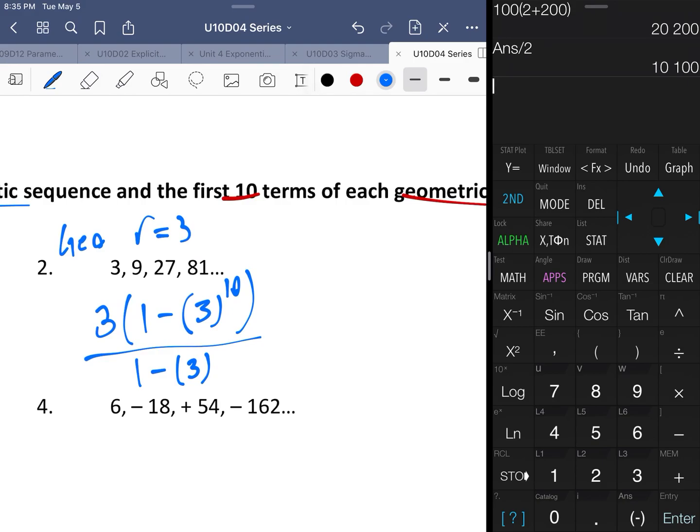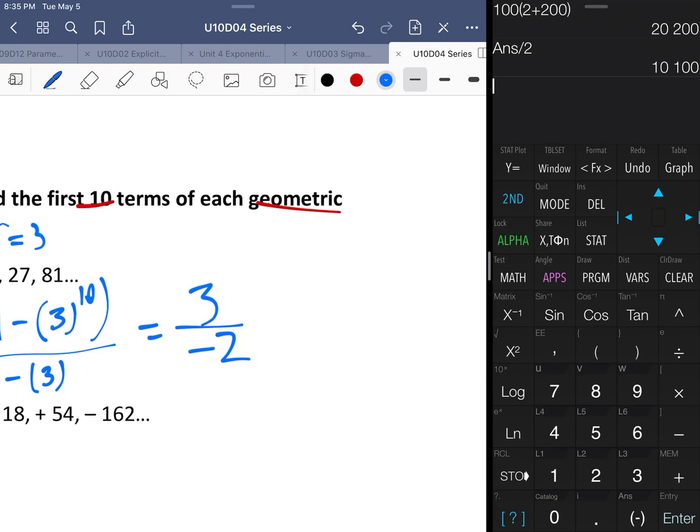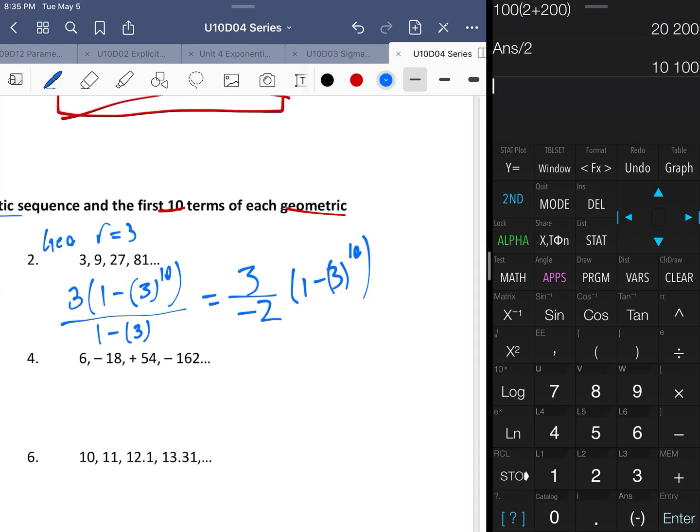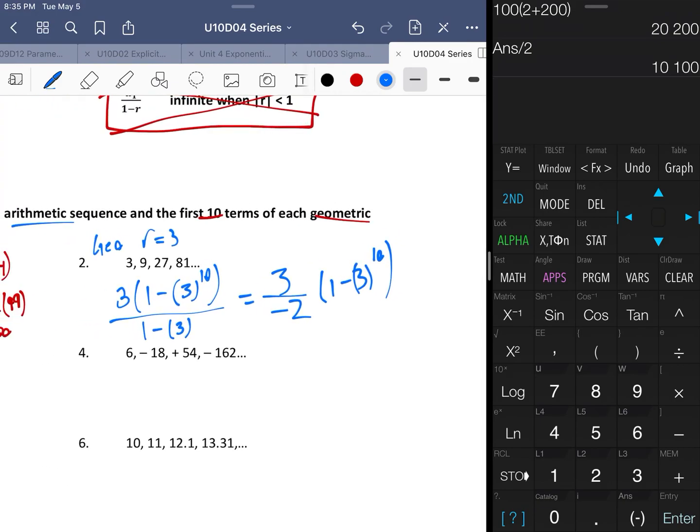So we'll just simplify this as much as possible. So the denominator is going to be 1 minus 3, which is negative 2, which is fine that there's a negative 2 down there. This is going to be a 3 here. And then we have 1 minus 3 to the 10th power. Okay, I just have to put this into a calculator, so I'll just do that now.